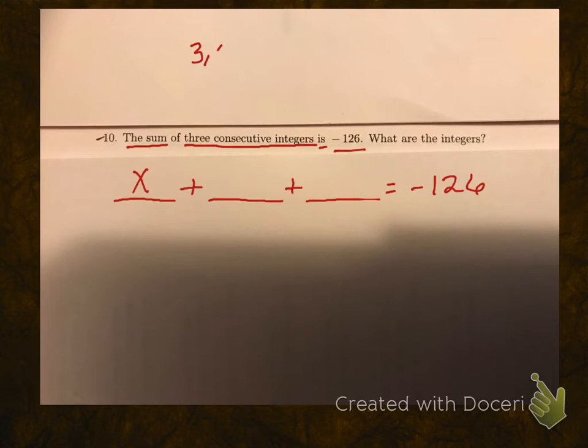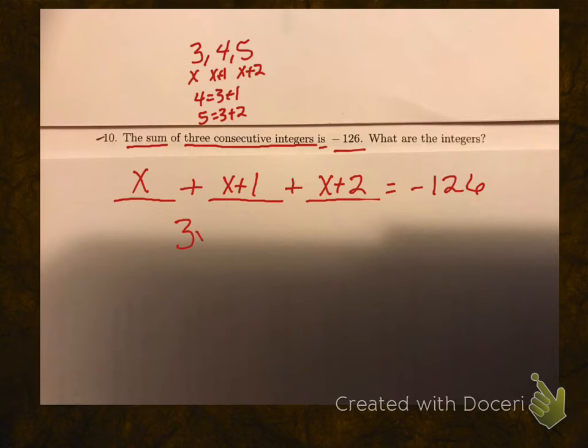First number is x. Now, think about this up here. We have the numbers 3, 4, and 5. Okay, let's say 3 is x. That means 4 is equal to 3 plus 1. So that means 4 is x plus 1. 5 is equal to 3 plus 2. So that means 5 is equal to x plus 2. Okay? So that's what consecutive means. So our numbers are going to be x, x plus 1, and x plus 2.